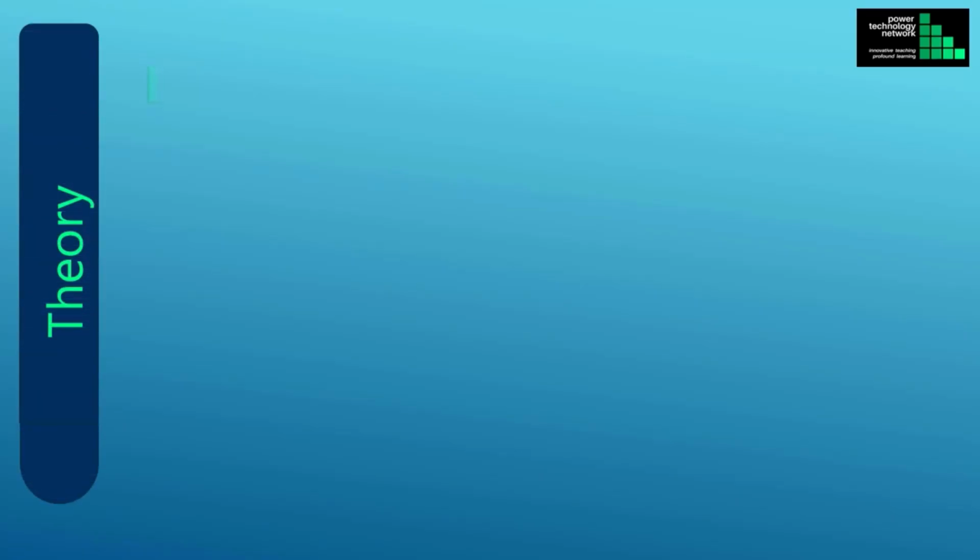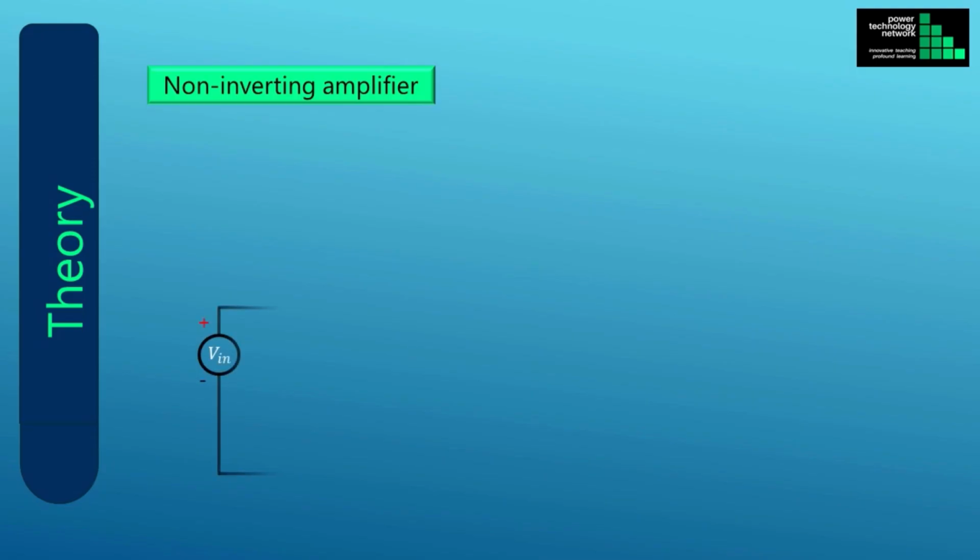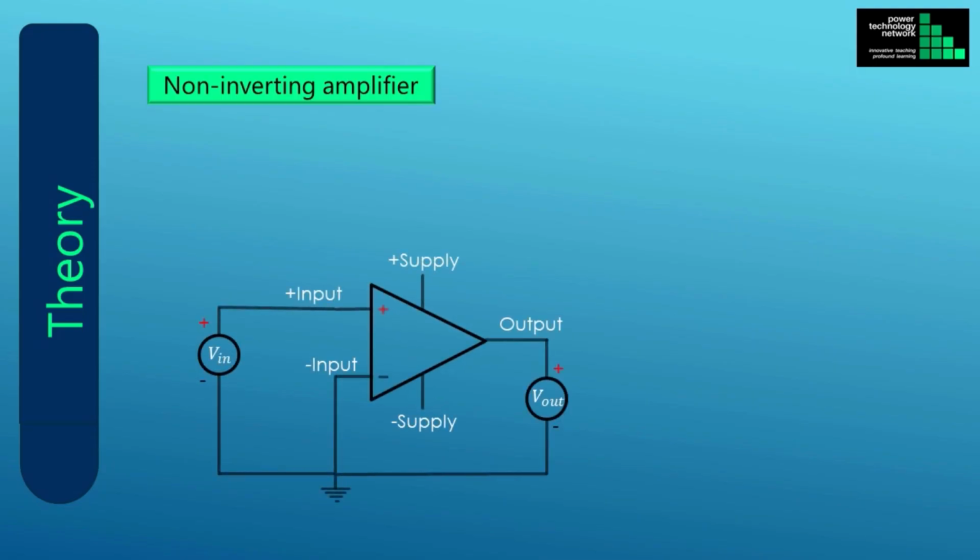This slide introduces the first configuration for the non-inverting amplifier. And this is the schematic for the non-inverting amplifier circuit. The input signal is connected to the positive input terminal of the op-amp. The negative terminal is connected to ground, which is common between the input and the output of the circuit.